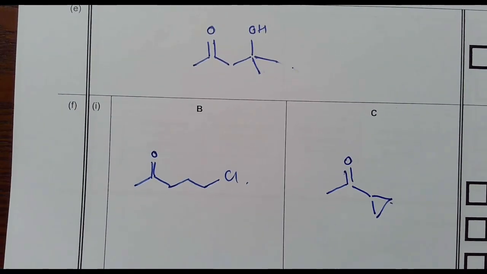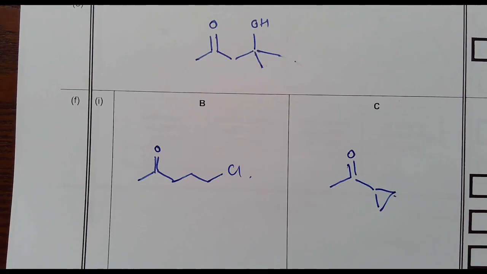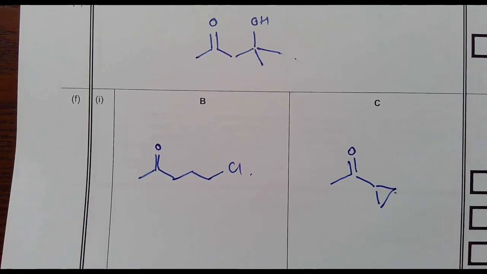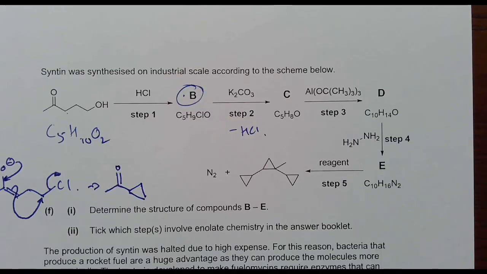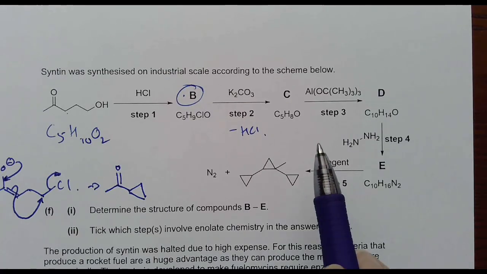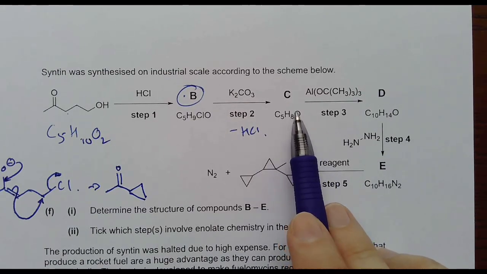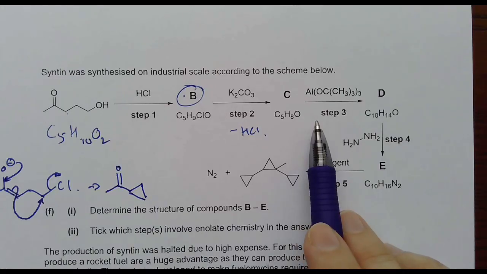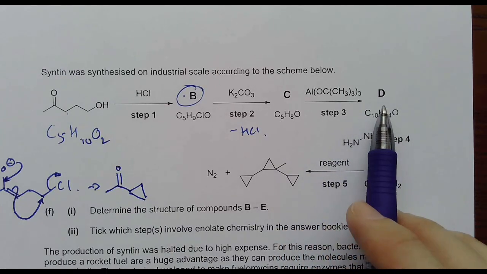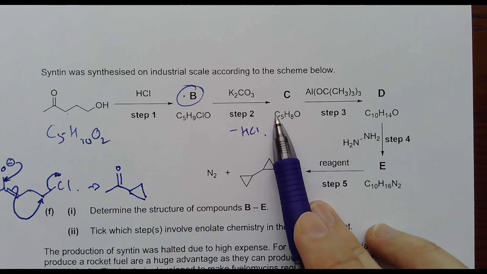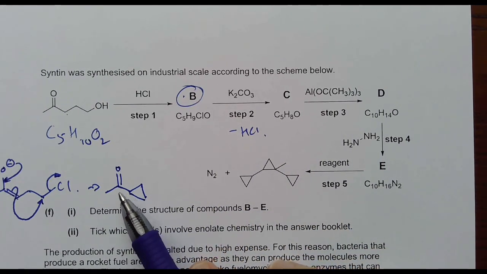Okay, so that one, pretty tricky. All right, then D. Okay, so to go from C to D, I've gone from C5H8O to C10H14O. Carbon number is doubled. So basically C must be reacting with itself, reacting with another one. All right, so let's have a little think about what that reaction might look like.